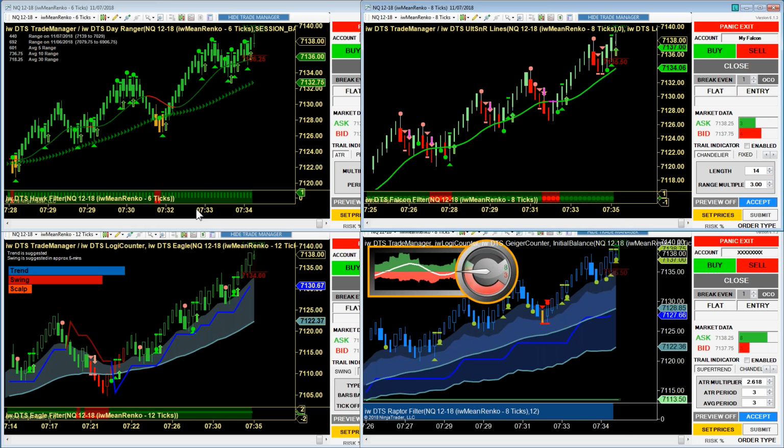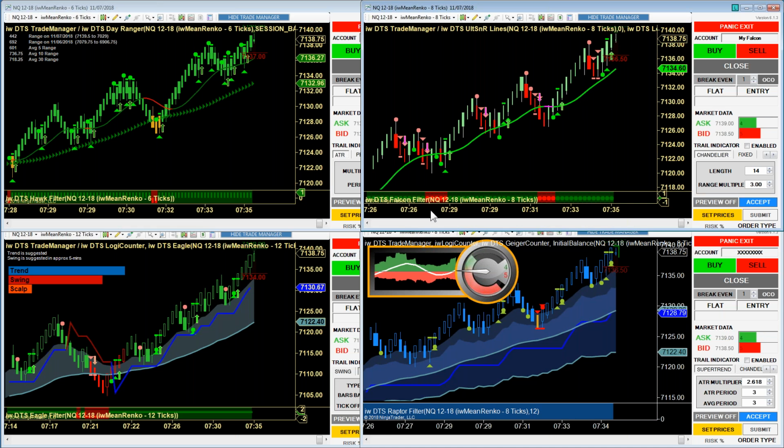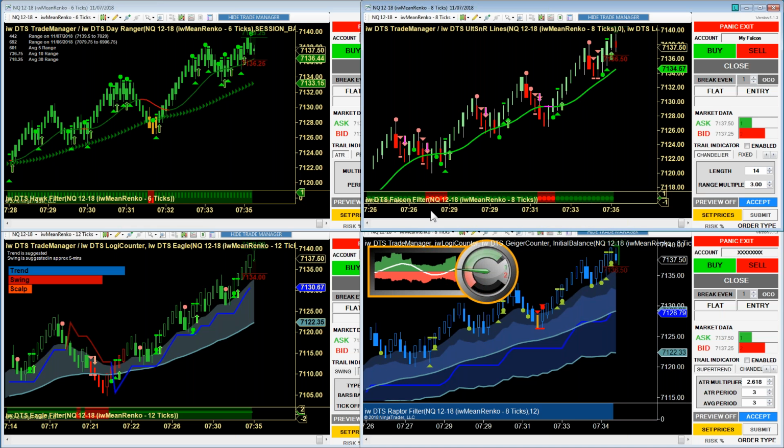Now, that said, I much prefer to see all the tools in sync. It does make trading much easier when everything is going the same direction.